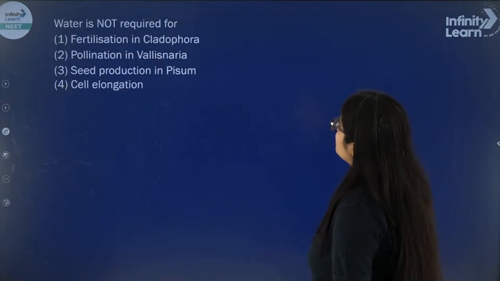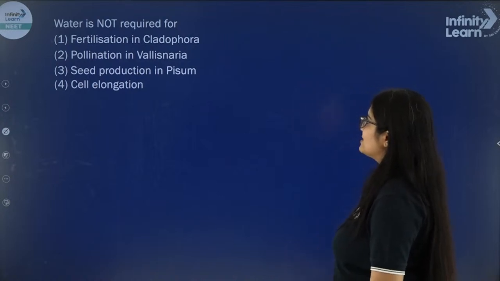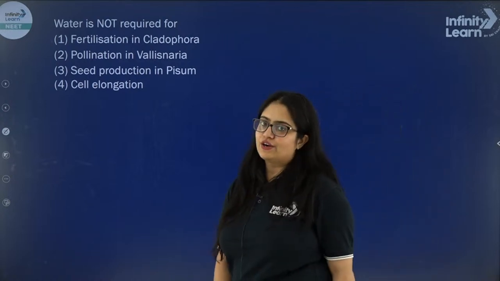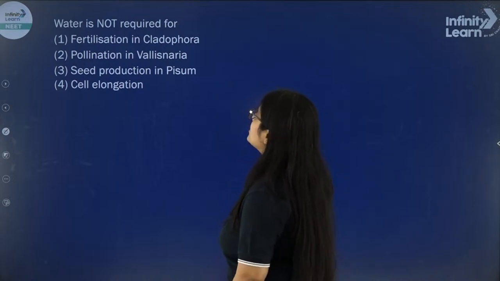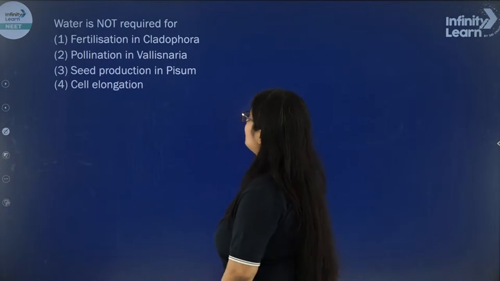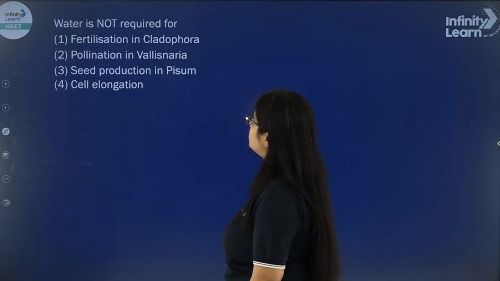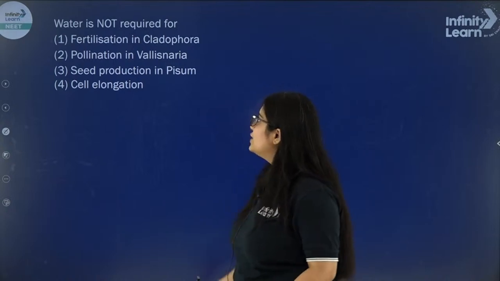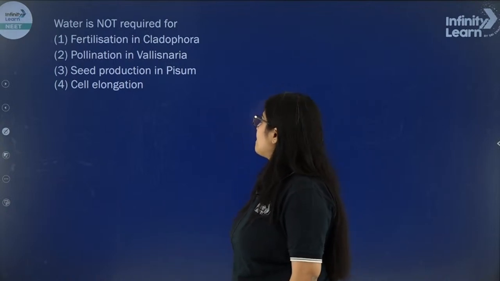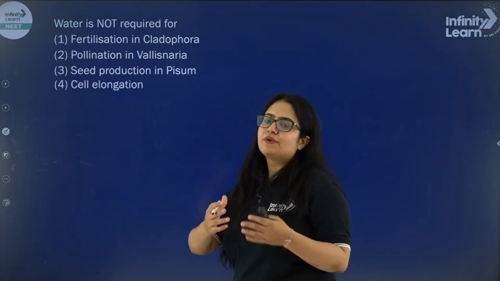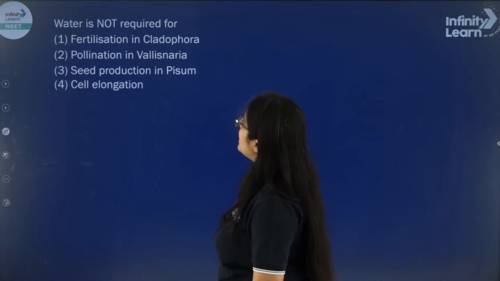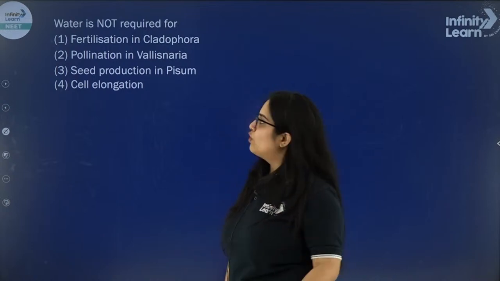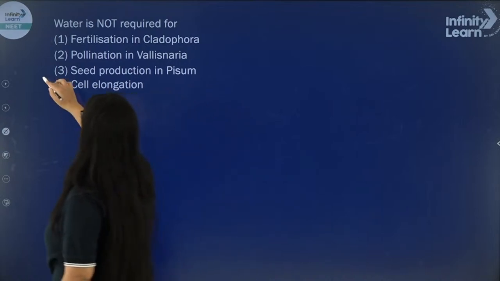Next question. Water is not required for fertilization in Cladophora. It is required. Cladophora is an algae. In algae, water is required for fertilization. Pollination in Vallisneria, it is an example of epihydrophily. So, here water is needed for pollen grains to reach the stigma. Seed production in Pisum. Pisum is a terrestrial plant. It does not require water for making the pollen grain come in contact with the pistil. So it will not happen like that. And moreover, Pisum is a bisexual flower also. And cell elongation does require water. So seed production in Pisum does not require water.